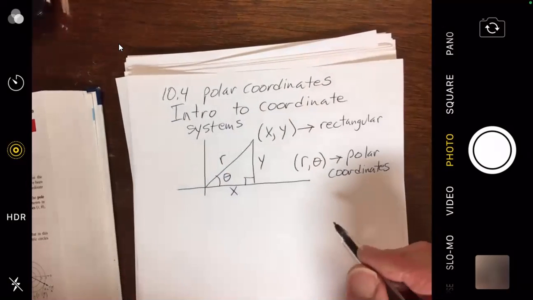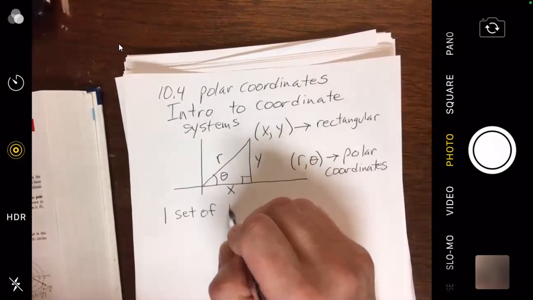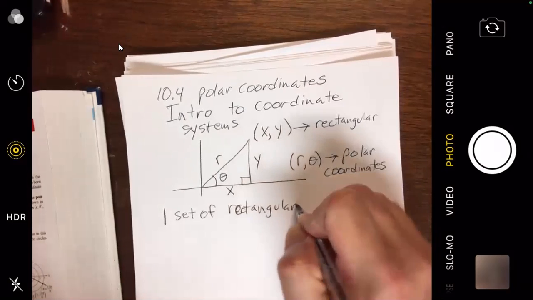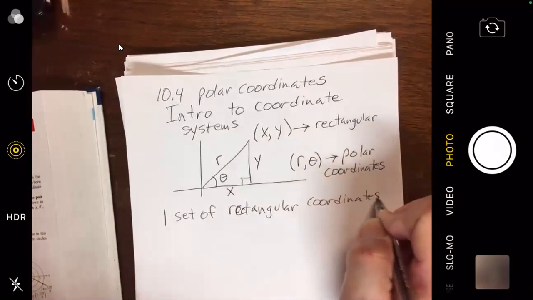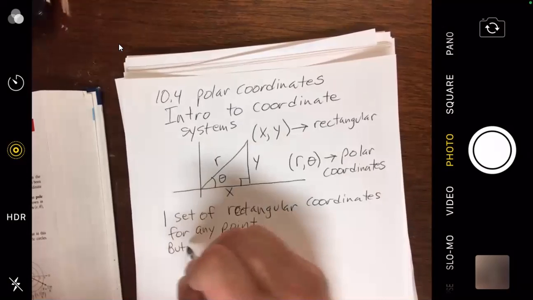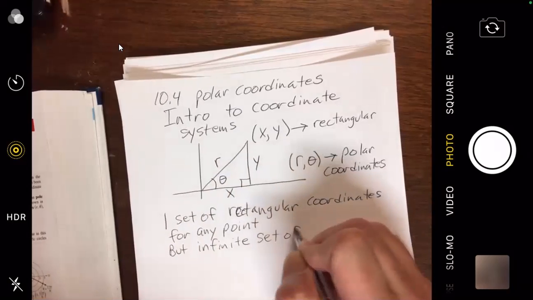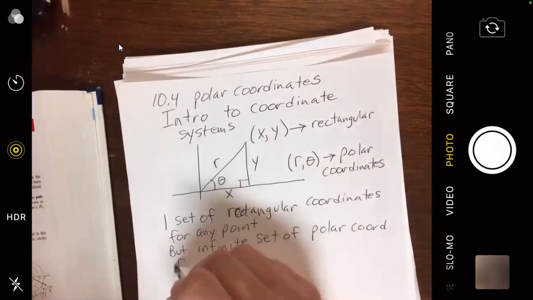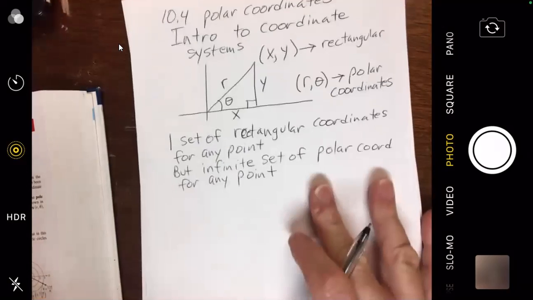Okay, so there's one set of rectangular coordinates for any point, but an infinite set of polar coordinates for any point. We will point out here why that is.